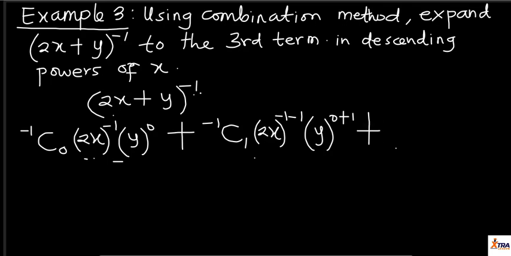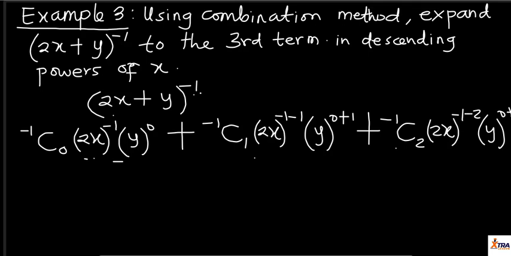Then the third term here will be minus 1 combination 2. This one will be 2x raised to the power minus 1 minus 2, that is, minus 1 again from the previous one. So here our y will now be 0 plus 2. We'll be having 0 plus 2 here.